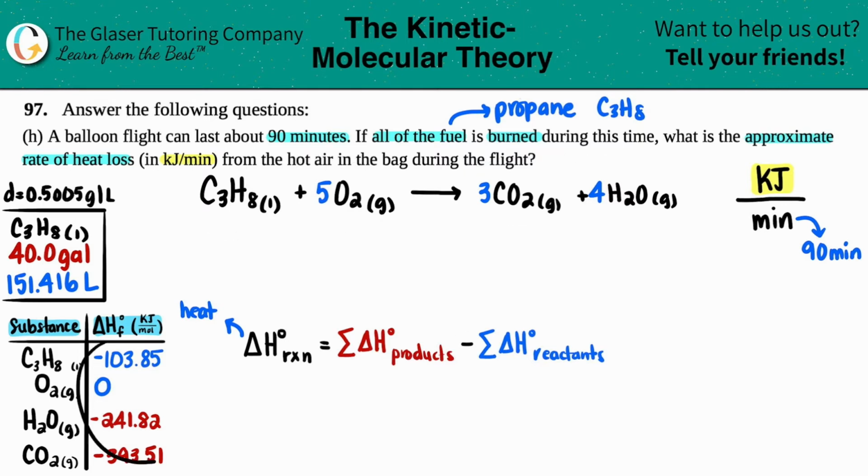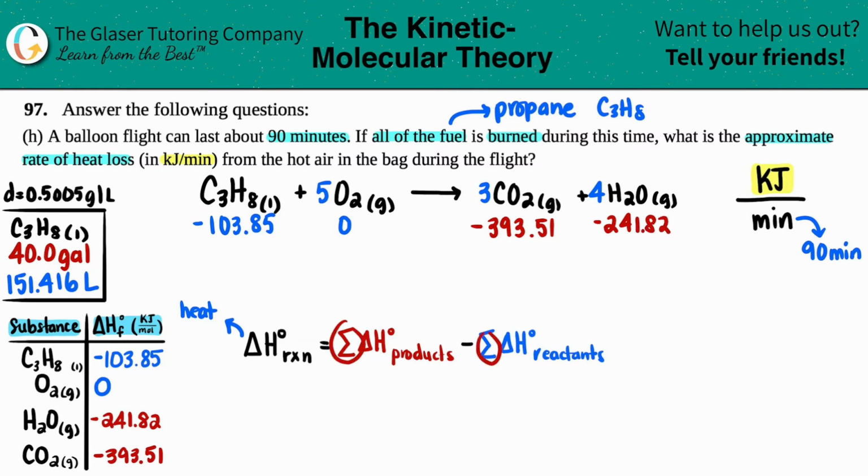So let's just write down the numbers first. I color code them. I'm going to put the blues over here. So I got negative 103.85. O2 was a 0. And remember, all these numbers are coming from the back of your text. You are not required to memorize these random numbers. But just know that any molecule by itself has a delta H of 0. And this would be negative 241.82.